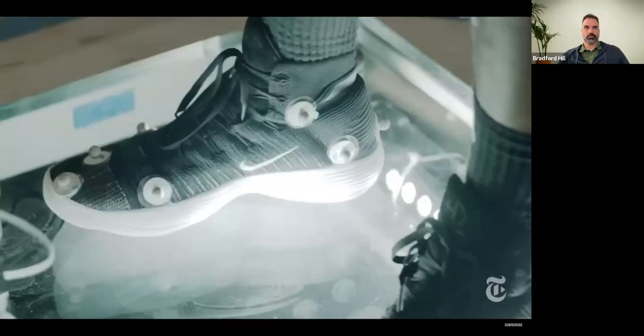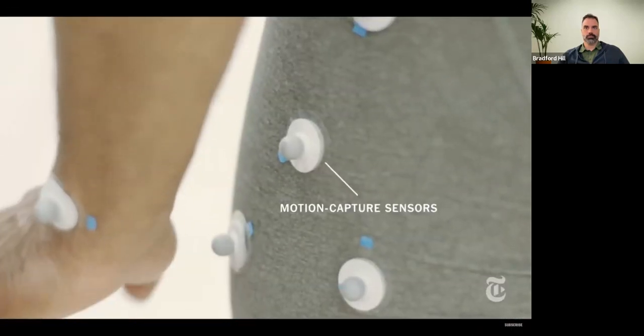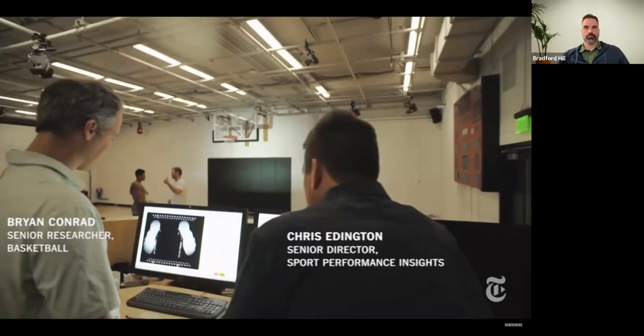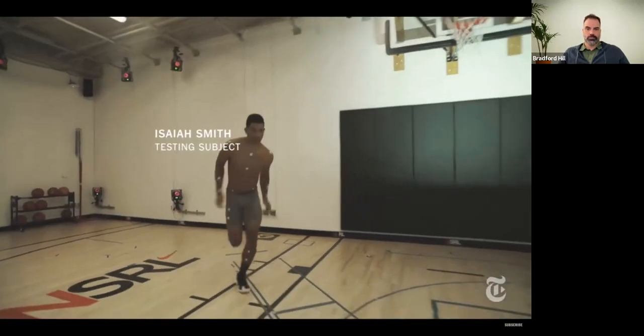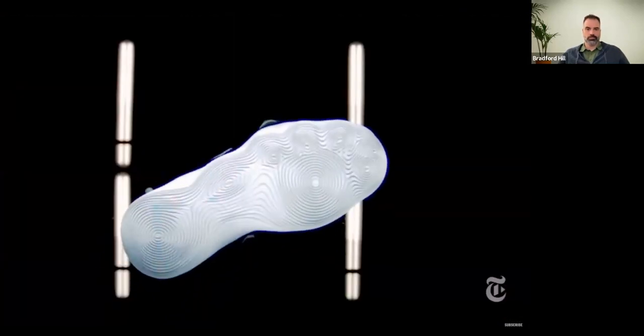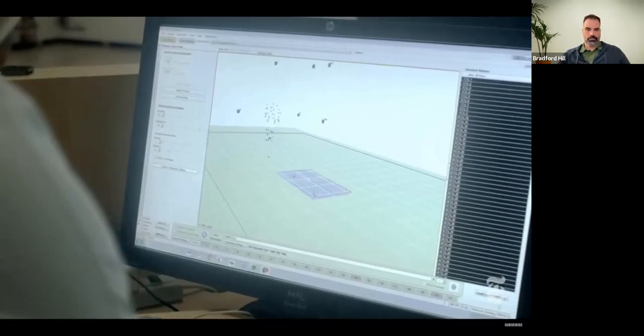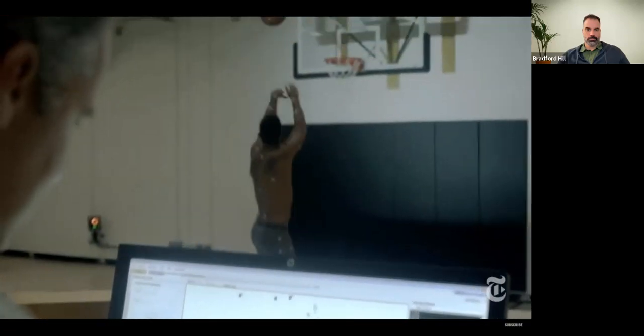Typically, we will start lots of our design work with intel from the NSRL, Nike Sports Research Lab. We try and understand the movements of the athletes, the forces that are on their body, and how the footwear or the product that we put on them affects their motion.